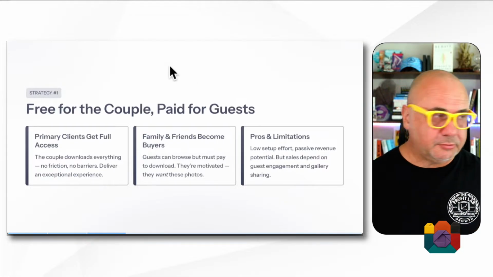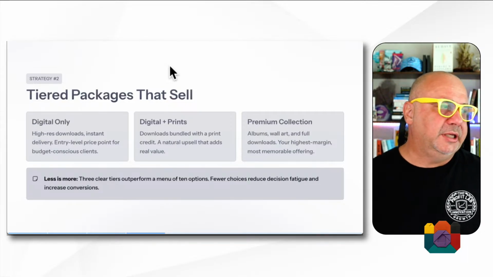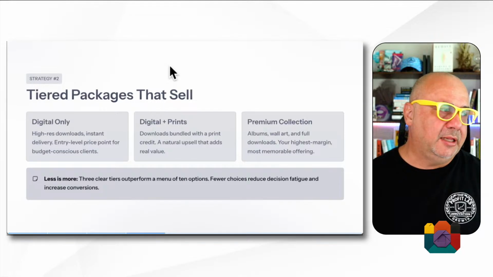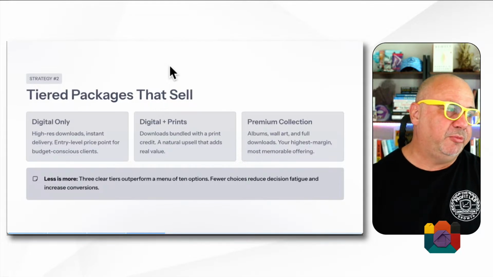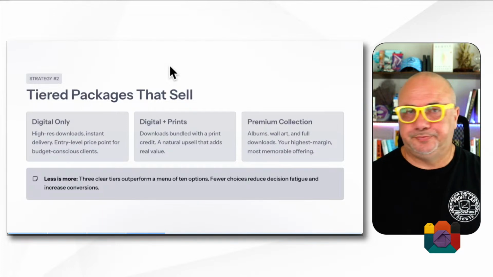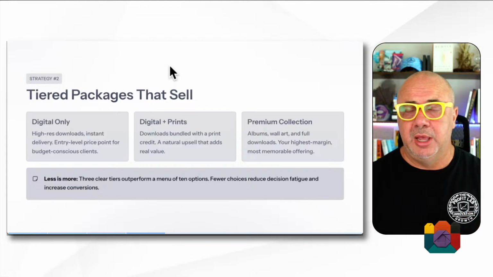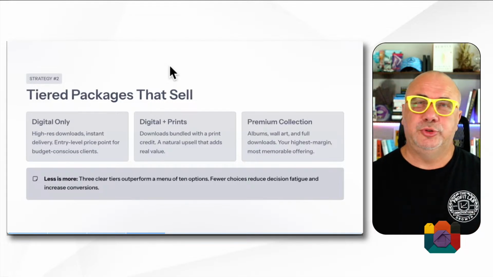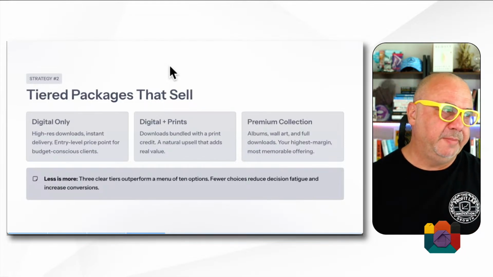Hopefully that makes sense. Now, strategy number 2 is tiered packages that sell. So you can basically sell digital files only, high resolution downloads, instant delivery, entry level price point for budget conscious clients. You can limit your clients, including your bride and groom, to download a certain amount of files for free if you want to incentivize them, and then they pay for the rest. So you have full control over that.